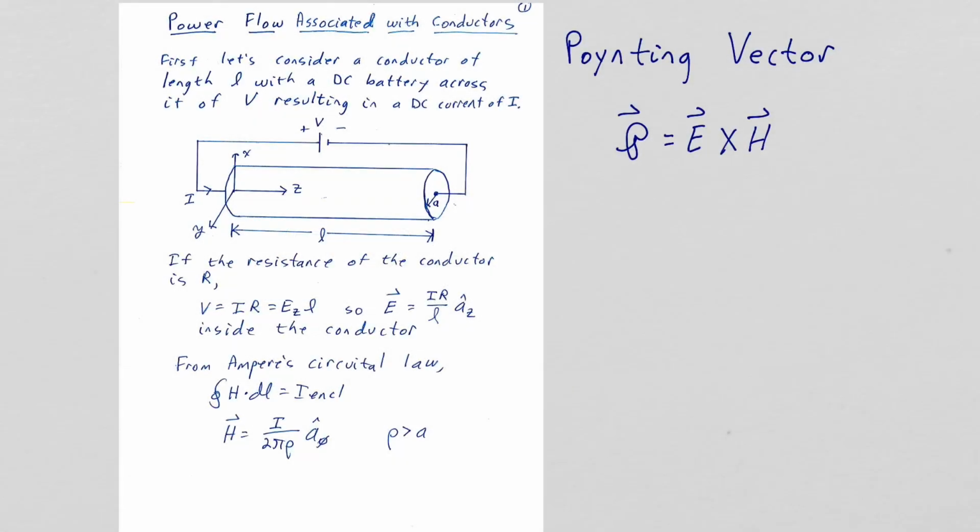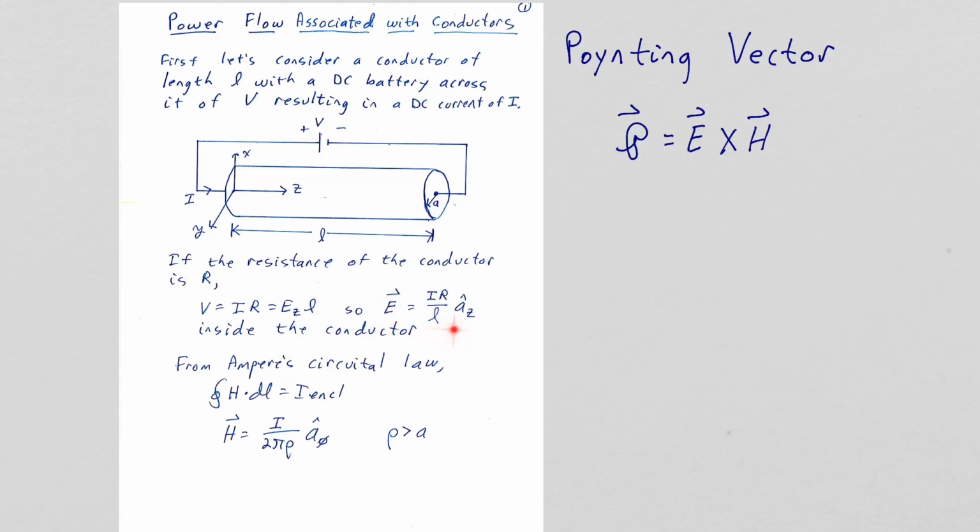We are now going to look at the consequences of the Poynting vector, power flow, and power associated with conductors. Here we have a battery attached to a resistor. So we know that the voltage across the resistor, I times R, is equal to the applied battery voltage, and it's also equal to the electric field intensity in the resistor times the length of the resistor.